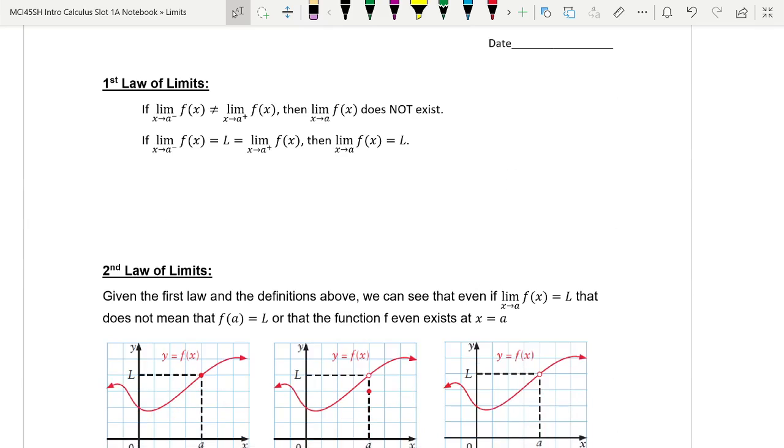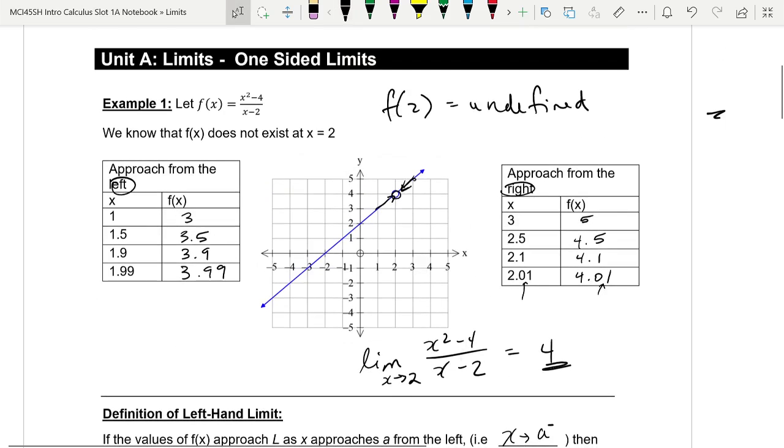the first law of limits is that if I approach from the left and I don't get the same value for the limit when I approach from the right, I would say that the limit at a does not exist. But if I approach a from the left, I approach a from the right, and I get the same value, L, the limit does exist. And that's true even if the function itself doesn't exist, right? This one had a hole there, but it still has a limit of 4, because that's the number I approach from the left and from the right.